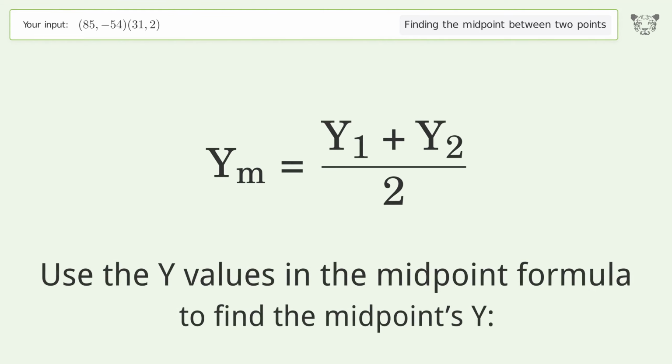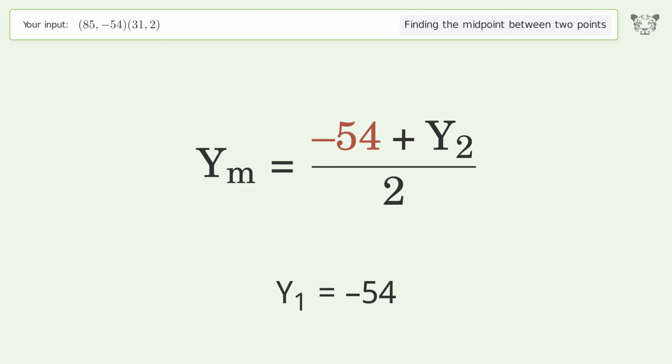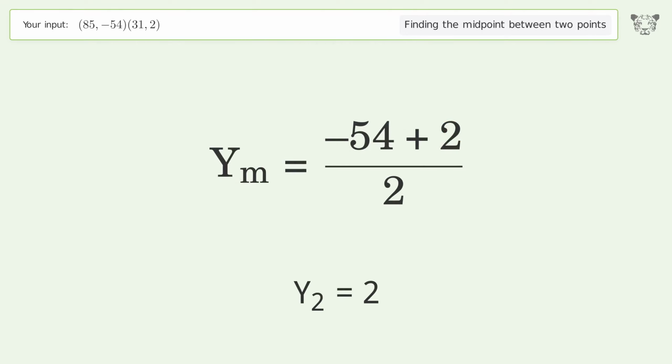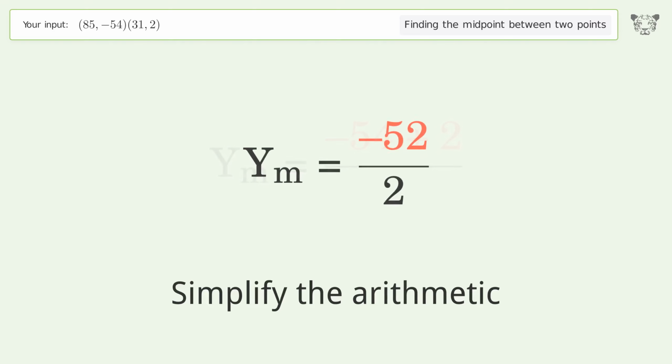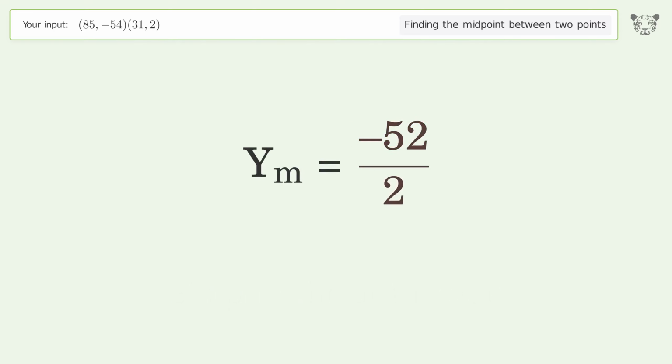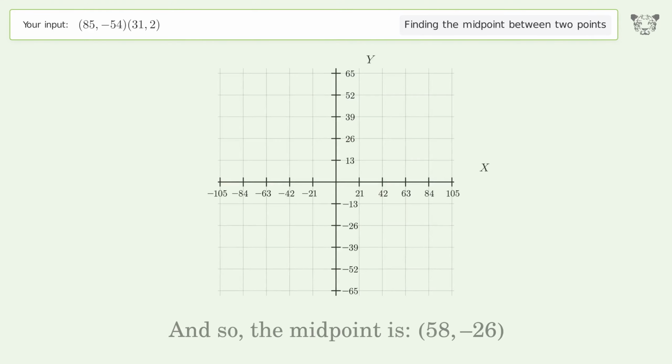Use the y values in the midpoint formula to find the midpoint's y. y1 equals -54. y2 equals 2. Simplify the arithmetic. And so, the midpoint is 58, -26.